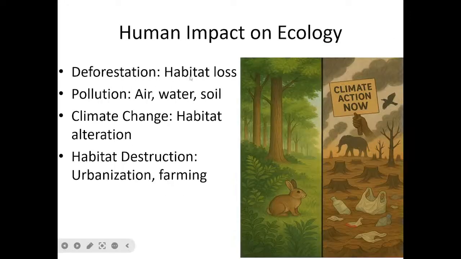Okay, the next one is human impact on ecology, for example, the way humans affect the ecosystem. Number one is through deforestation. When you see humans felling or cutting down trees, that is habitat loss. Human activities also include pollution as a result of air pollution, water pollution, and soil pollution. Then this will often lead to climate change.